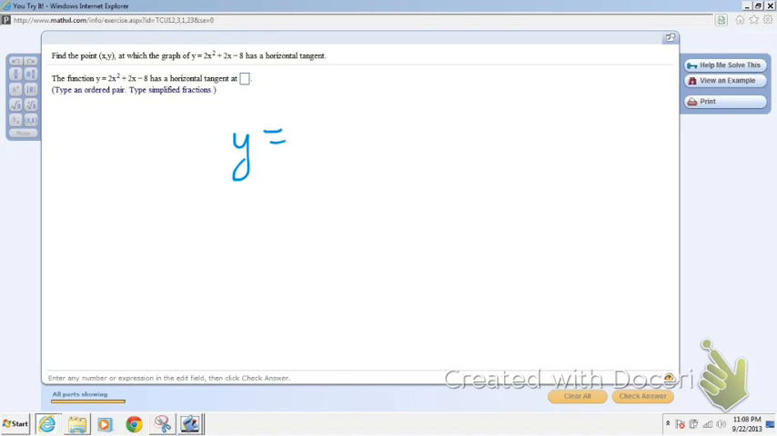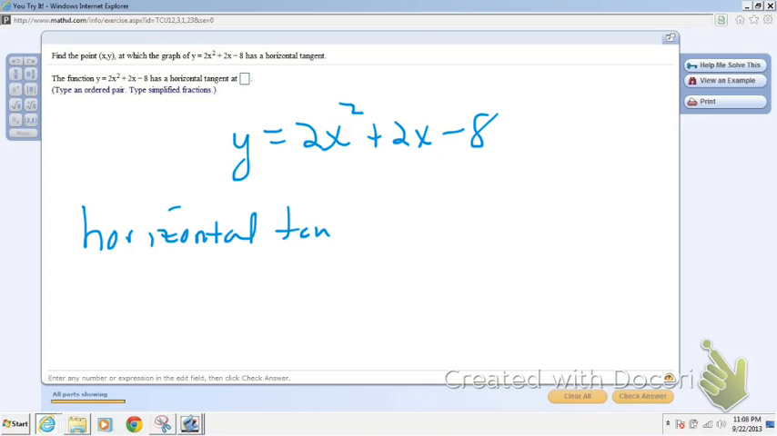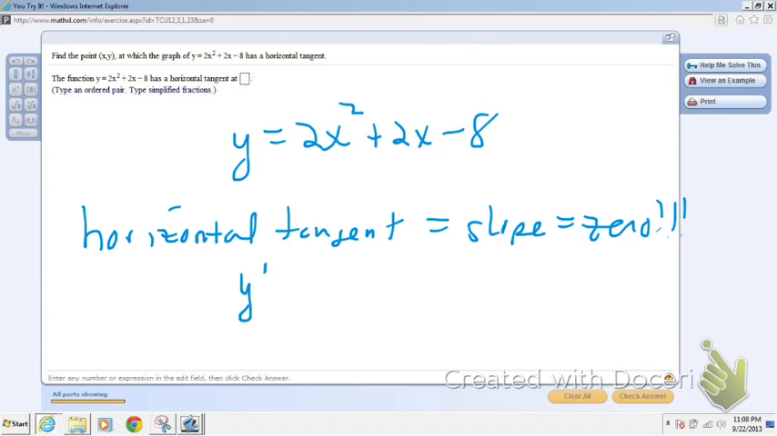We have y equals 2x squared plus 2x minus 8. They're asking us to find the point at which that function has a horizontal tangent. Note to self, if the tangent line is horizontal, I'm going to do a little bit of translating here. What's its slope? 0, right? So, again, I'm going to kind of cheat and use our shortcut rules for getting the derivative. I don't want to go through the definition of the derivative for every single problem. So y prime equals 4x plus 2.